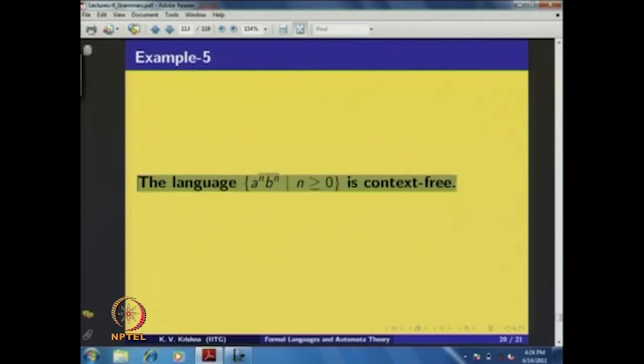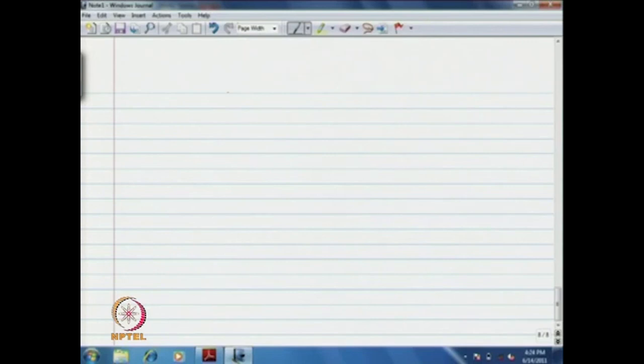Let me discuss one more example. This you have not seen as regular earlier. The language is a power n, b power n such that n greater than or equal to 0. So, how does a typical string look like in this language?